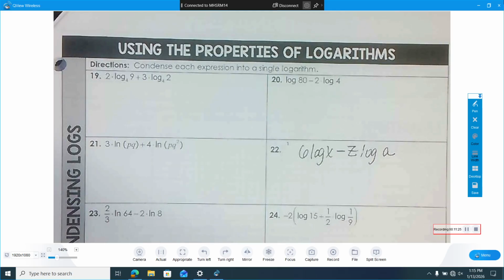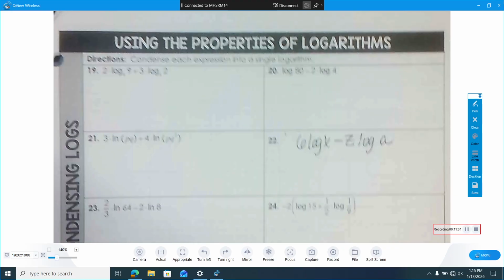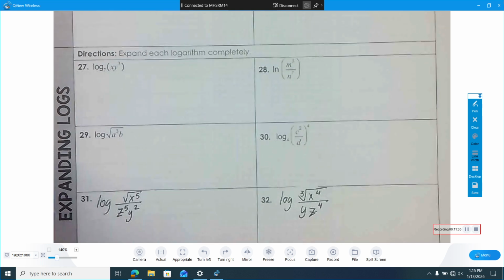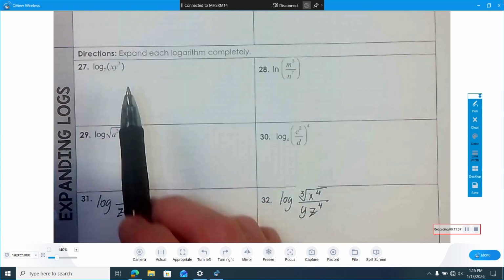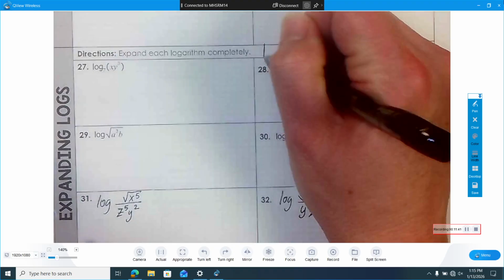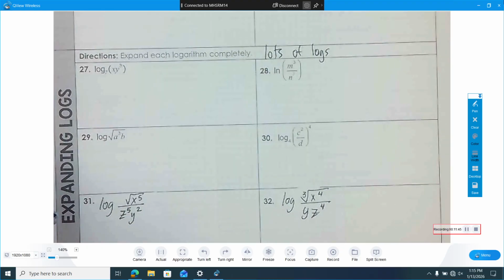I like that she starts with condensing, sort of, except that I really feel like expanding. Like this is so reversed for me. So we're going to start down at the bottom here. So starting with 27, we want to expand each logarithm completely. So this is going to have lots and lots of logs. We're going to have to write it over and over again.